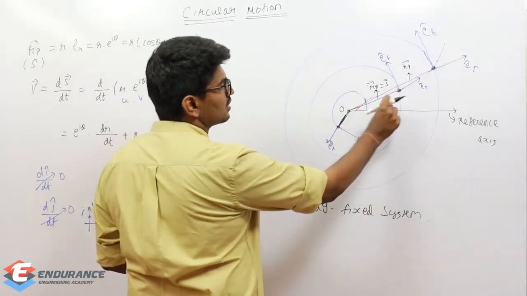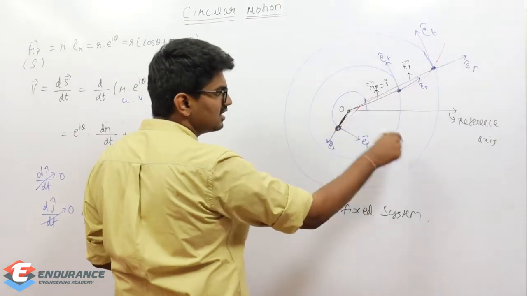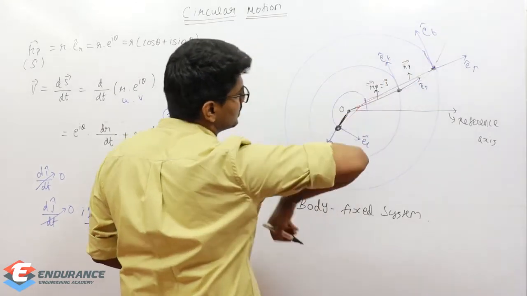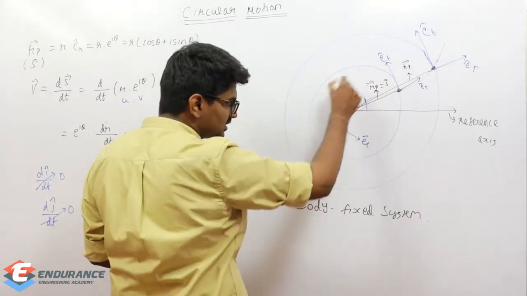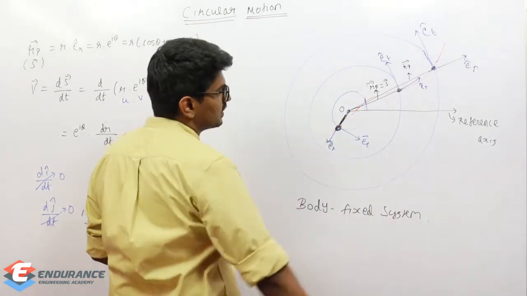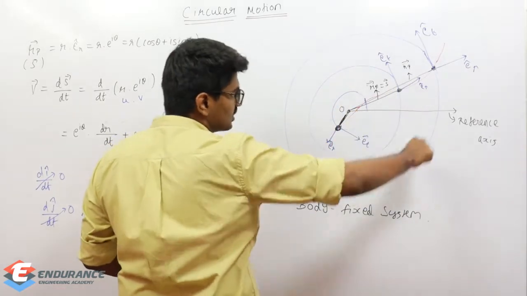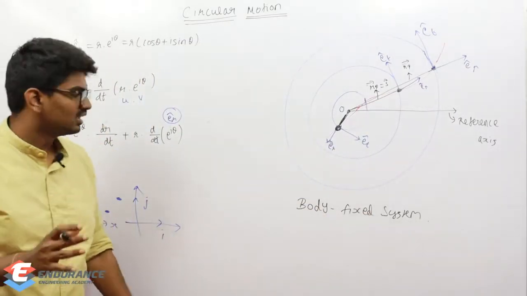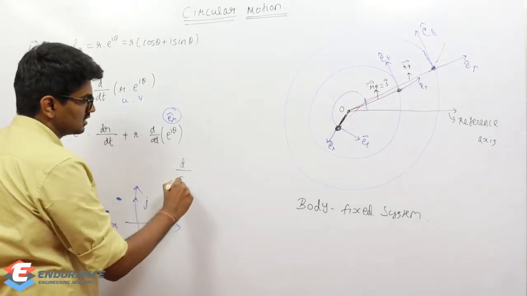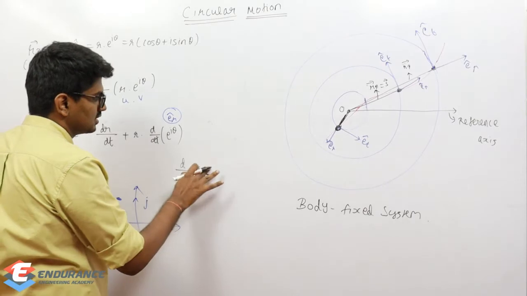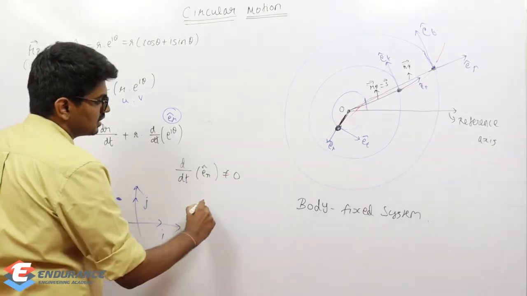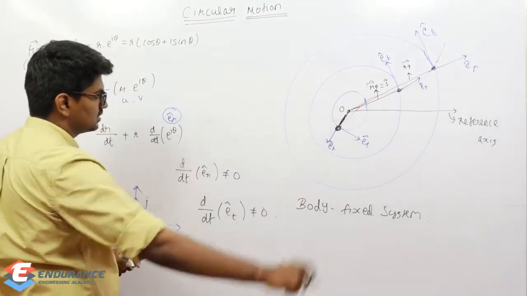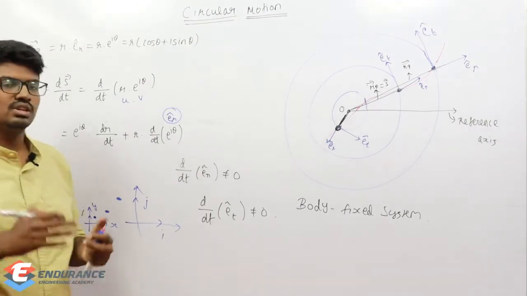Why? Because if the position of the body varies, if the particle was here, I will get different unit vectors. If it is here, I will get different unit vectors. So based on the position, I need to draw the circle, then I need to find the position vector, and then I need to find the unit vectors. In fact, this is also not equal to 0, and this is also not equal to 0. So both are not equal to 0.